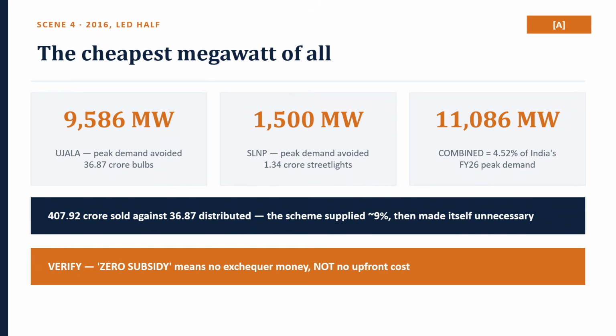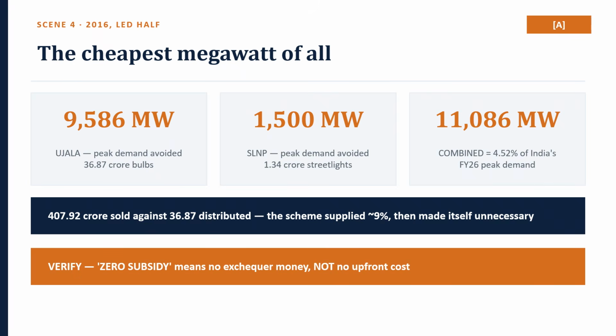And zero subsidy delivery: the on-bill and pay-as-you-save models let households take the bulb without upfront cost, repaid from the savings. It is an efficiency program financed by the efficiency it creates. The figures are as on 6 January 2025; state the date. Both schemes were launched on 5th January 2015.